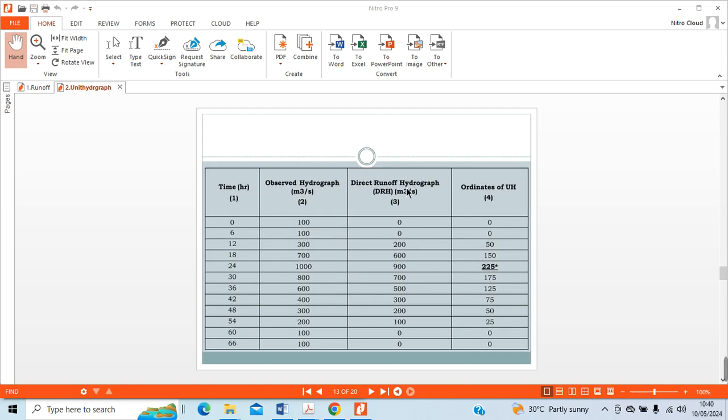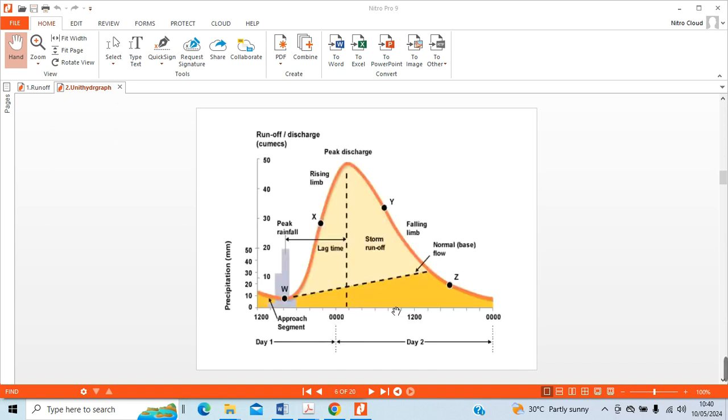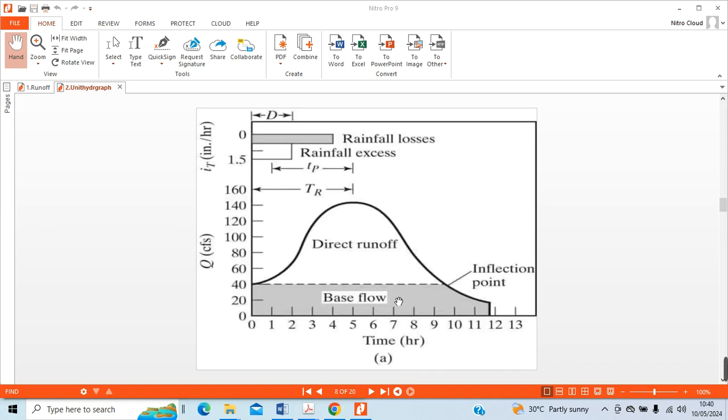The first one is the direct runoff hydrograph, DRH, in meter cube per second, then the ordinate of UH. So you have to deduct the 100 value, because 100 is the base flow. We already see that's the base flow. What is the base flow? This is the base flow. So how to make this graph?